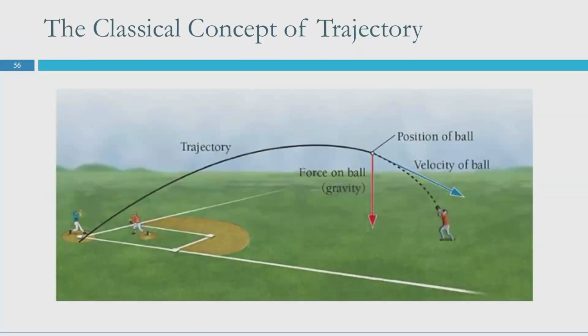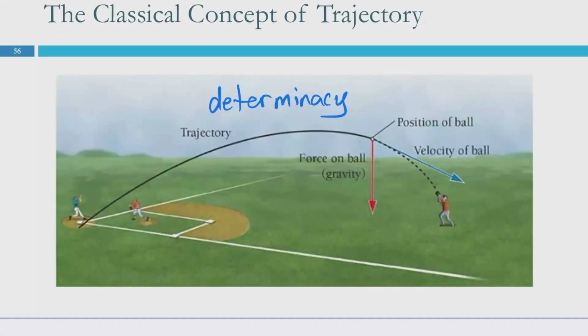Here's the classical concept of trajectory. This would be determinacy that we were talking about, or a deterministic outcome based on the trajectory, the position of the ball, where it's traveling, the force of gravity. Maybe there's a little bit of wind. For a really good outfielder, we can get under that ball and catch it.